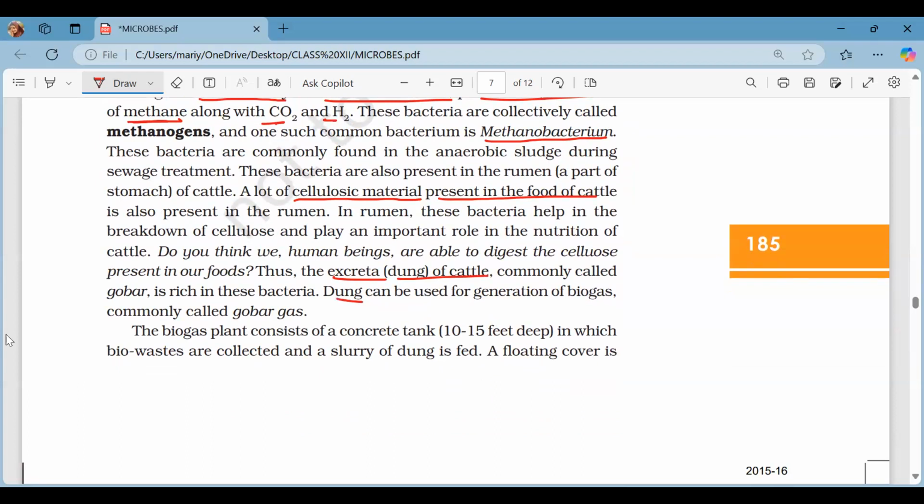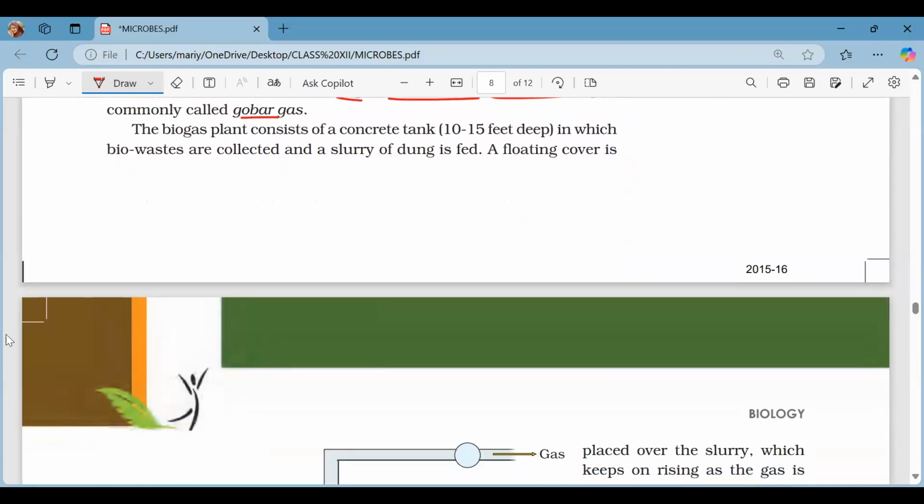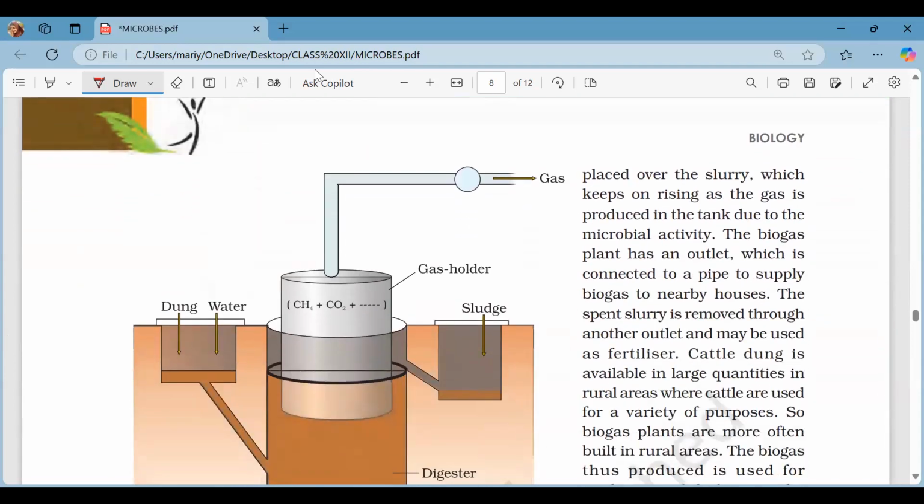And this cow dung, the excreta of the cattle, can be used for the generation of biogas, which is also known as gobar gas, because dung means gobar. Now, the biogas plant consists of a concrete tank, which is 10 to 15 feet deep, in which bio wastes are collected and a slurry of dung is fed into it. So water and dung mixed is supplied to the tank. Then a floating cover is placed over that slurry. When gas is produced, the cover rises up.